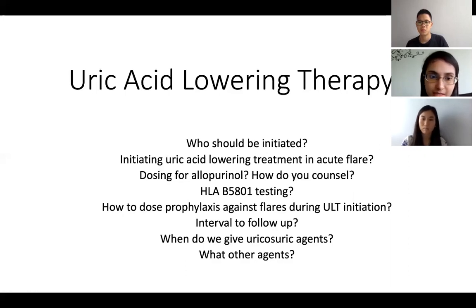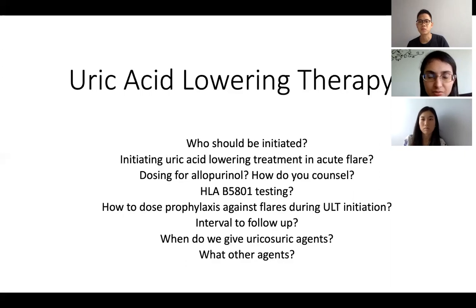The usual starting dose in patients with, for example, stage 4 or stage 5 CKD would be 50 milligrams per day. But in most patients, we start at 100 milligrams per day, and we tend to titrate it up every 4 to 6 weeks. About 50% of our patients need more than 300, and we can actually increase it up to 900 sequentially.